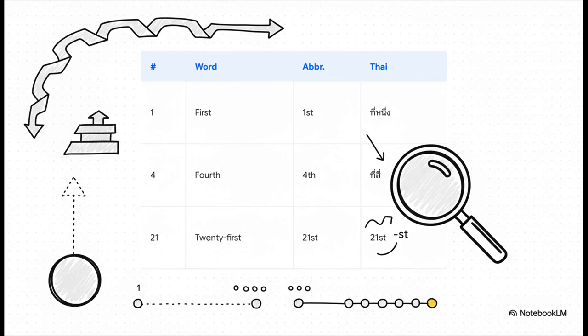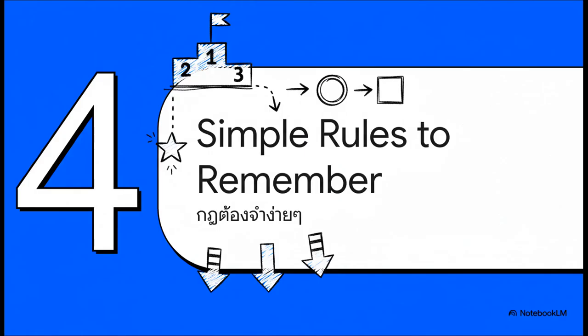So here we see a whole different set of words. 1 magically transforms into first, 4 becomes fourth, and notice with a number like 21, it becomes 21st. The key change always happens right at the end of the number. Now, this might seem a little bit complicated, but don't you worry. There are some really simple rules that make ordinal numbers much, much easier to handle.